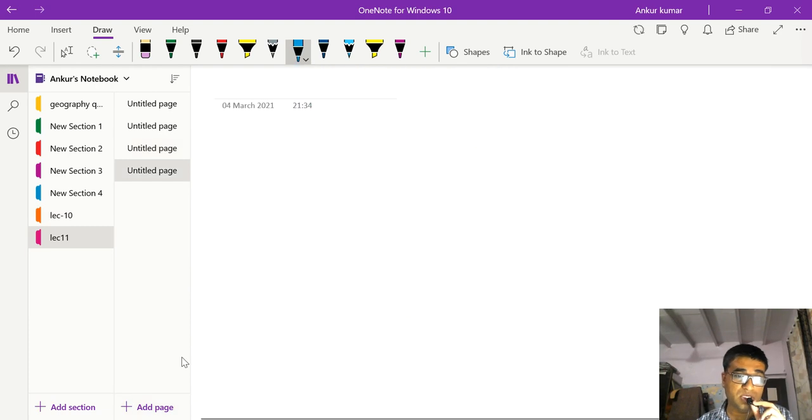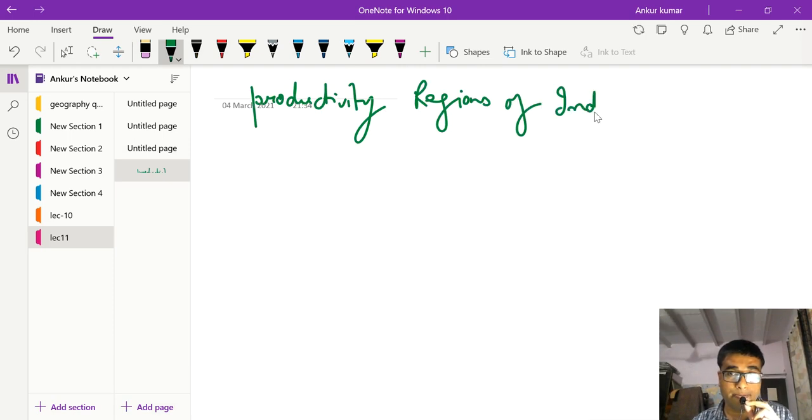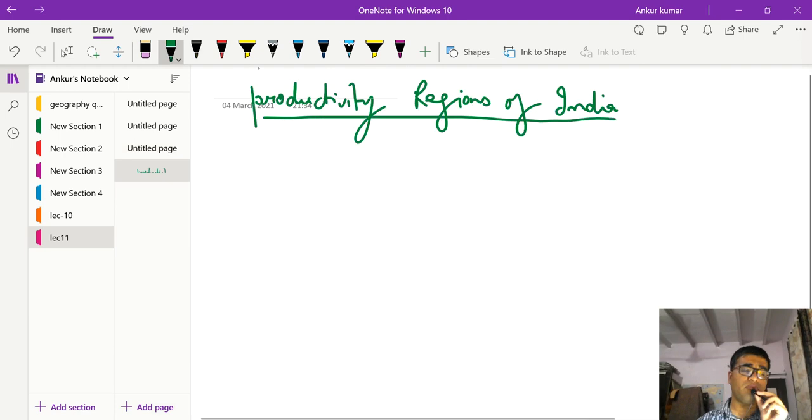Now we will do the productivity regions of India. We will divide India into three regions: very high productivity region, low productivity region, and moderate productivity region, right? So first of all, let us study the high productivity region.